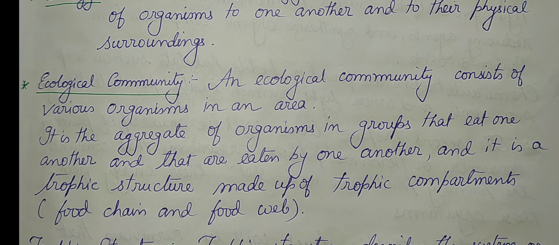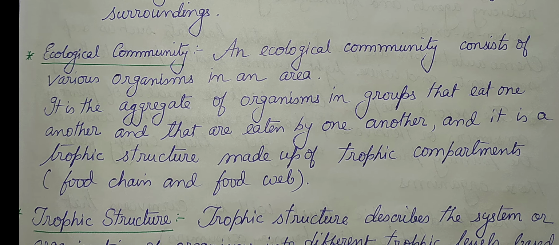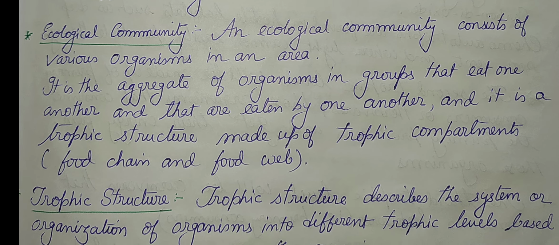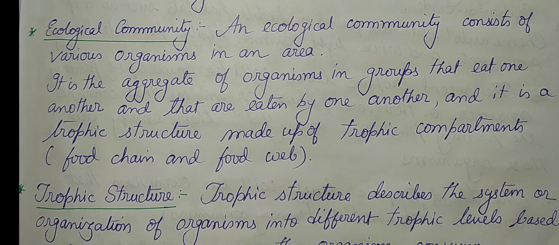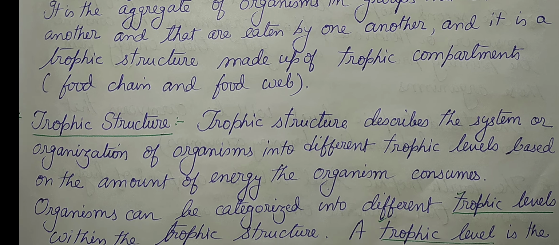Now here I have said a word called trophic structure. I have said an ecological community consists of various organisms in an area, the aggregate of organisms that live in groups that eat one another and can be eaten by one another, and it is a type of trophic structure made up of trophic compartments, which are the food web and food chain. What does trophic structure mean?